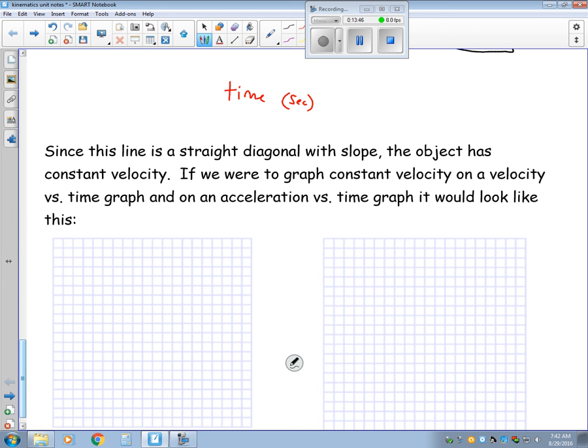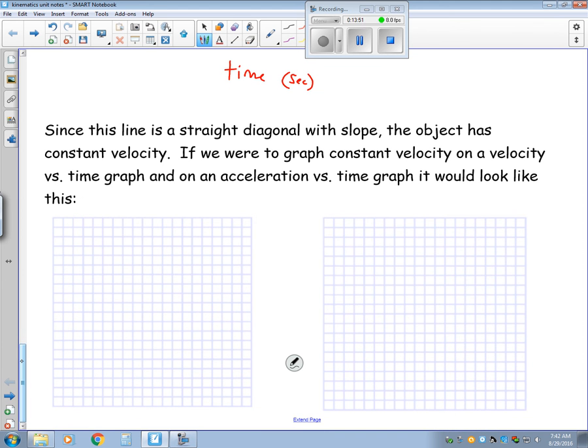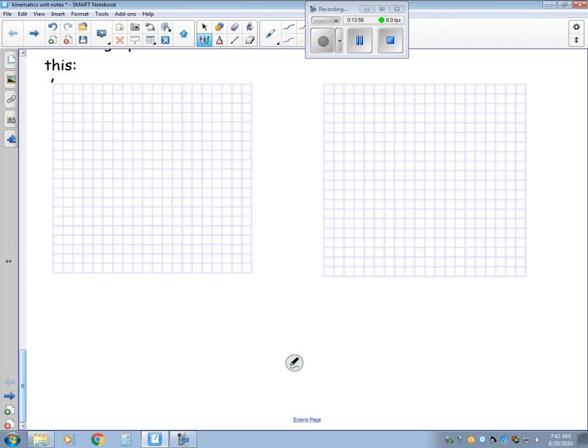If we were to graph constant velocity on a velocity versus time graph and on an acceleration versus time graph, what would those look like? So let's do that. On this one, I'm going to have a velocity versus time graph. Well, if the velocity is constant, it's not changing, then that means that this velocity here would be a horizontal line. So looking at this, we can see that it's not changing.